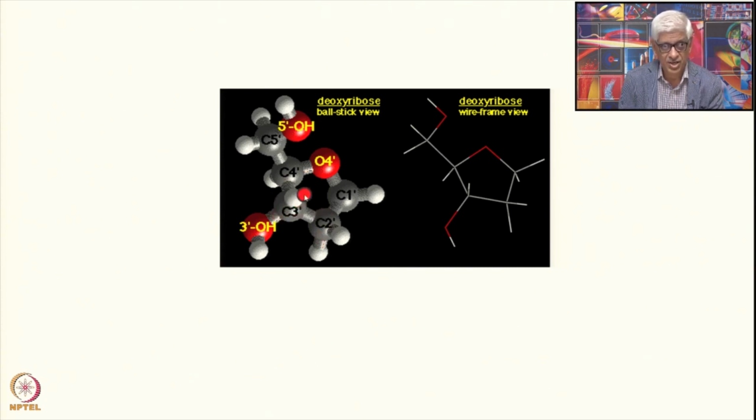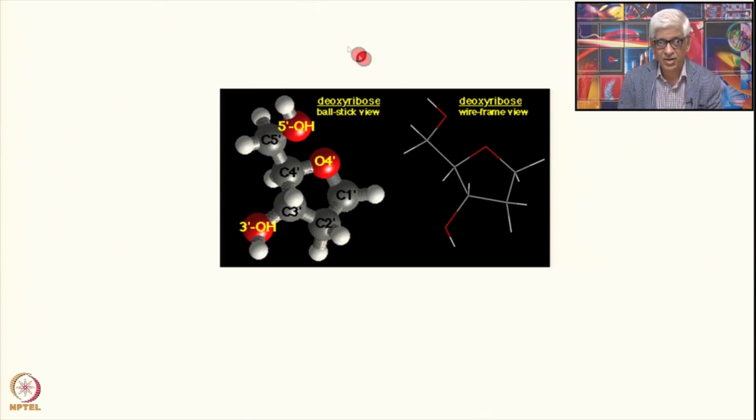All of these also have a proton. On the C3 there is a proton called H3 prime, and on the C1 prime there is a hydrogen called H1 prime. Likewise on the C4 prime there is a hydrogen called H4 prime, and on the C5 prime there are 2 hydrogens, H5 prime and H5 double prime, which is better seen in this picture here.